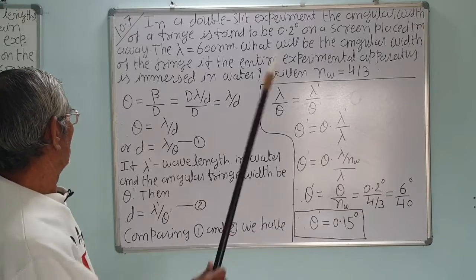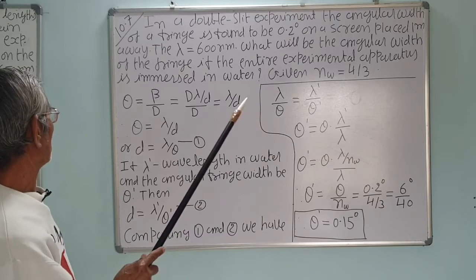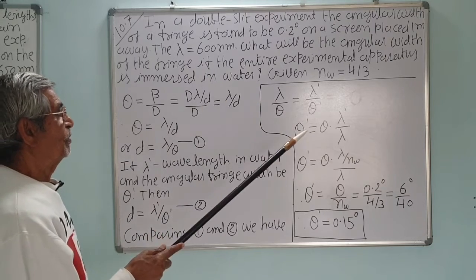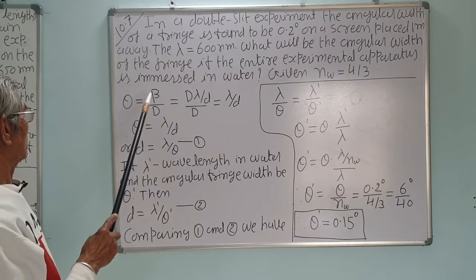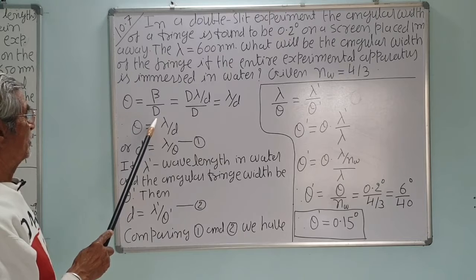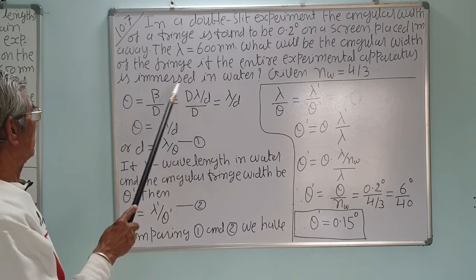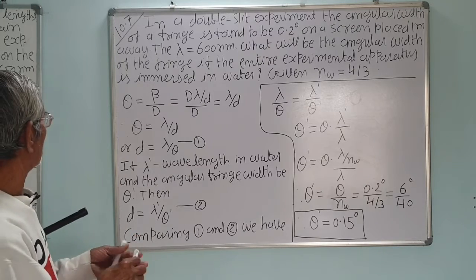Correct. When it is put in the water, lambda will change. So, fringe width also will change. So, angular width also will change, that is say theta. This is a linear width. So, theta is equal to beta upon D. Beta is the fringe width, D lambda upon d.